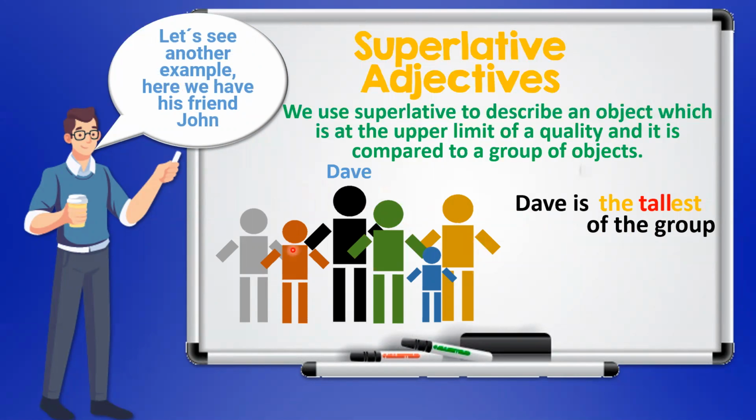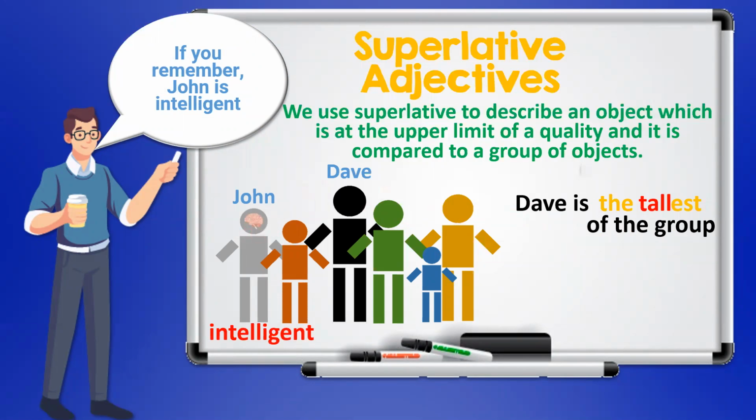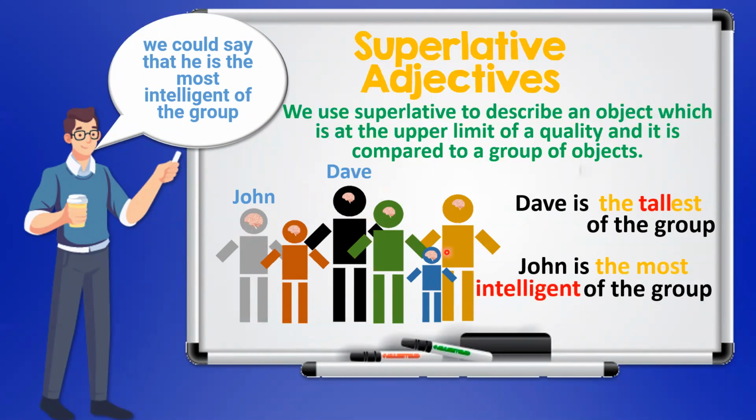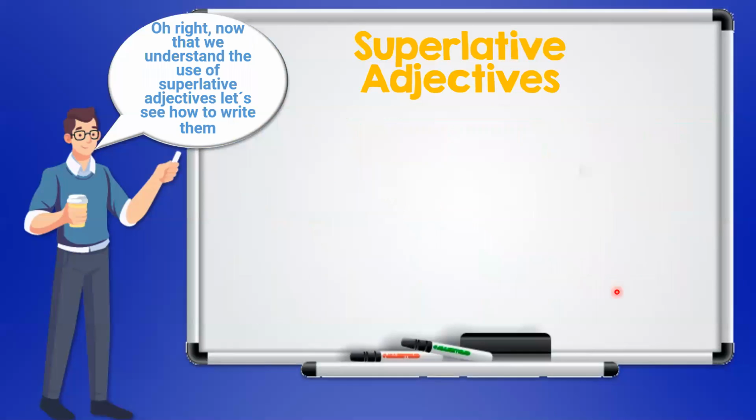Let's see another example. Here we have his friend John. If you remember, John is intelligent. And if we compare him with his friends, we could say that he is the most intelligent of the group. Because we're comparing John with the rest of them, and he is the most intelligent. All right? Now that we understand the use of superlative adjectives, let's see how to write them.